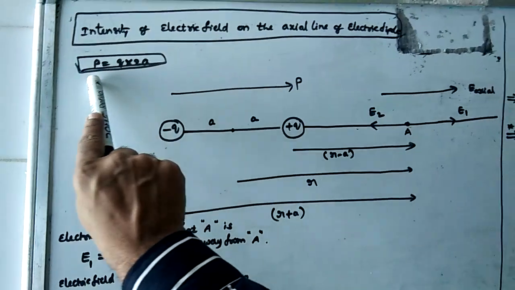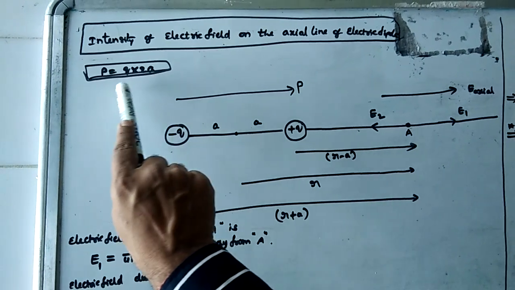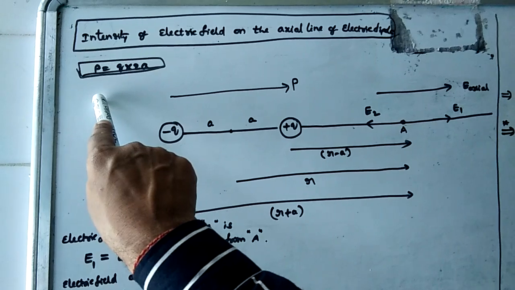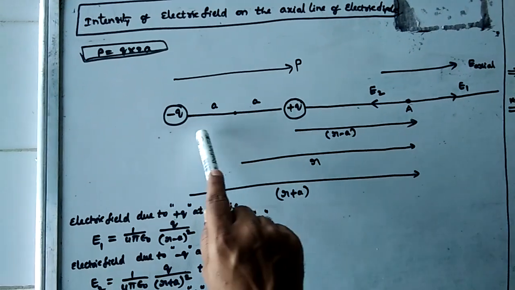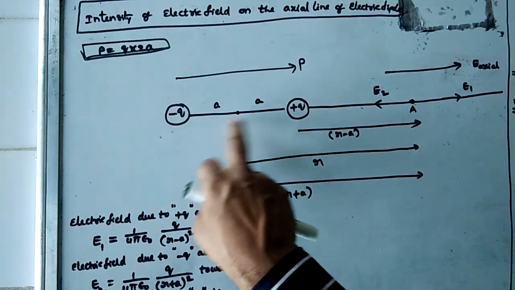Consider a dipole of dipole moment P equal to Q into 2A. You know very well, dipole moment is P equal to Q into 2A. Dipole moment is directed from minus Q to plus Q. So the length of the dipole is 2A, and I am taking the midpoint, with A on each side.